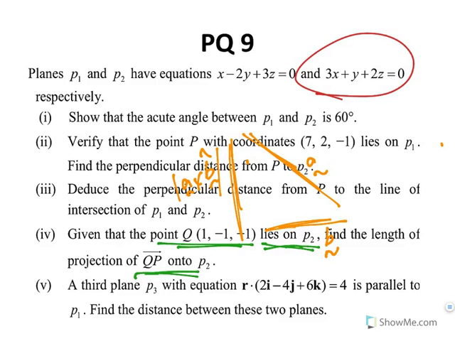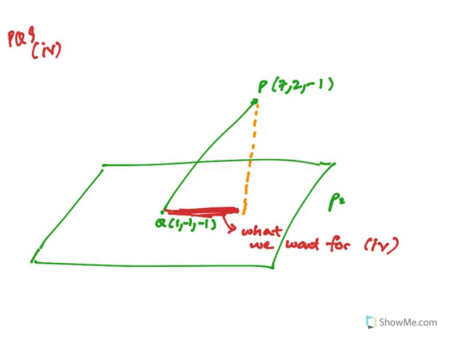Question 9: a third plane with equation r dot (2, negative 4, 6) equals 4 is parallel to plane 1. Okay, so let's see. A lot of times you have to draw. Don't draw, cannot see anything. So I say, draw. Okay, this is the plane.